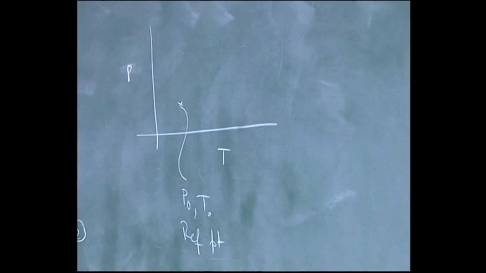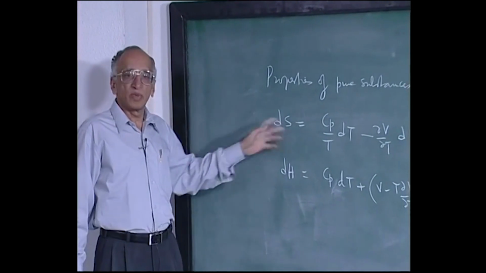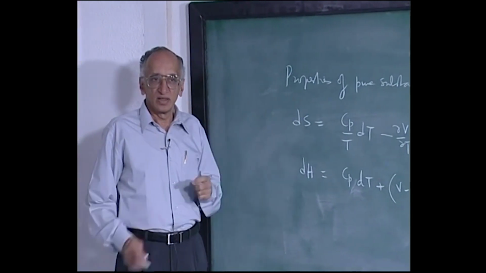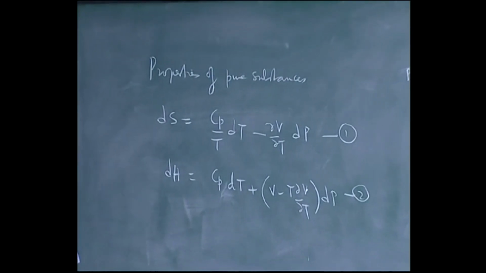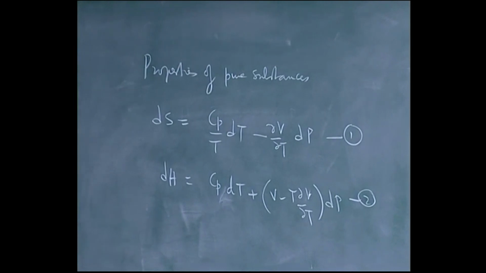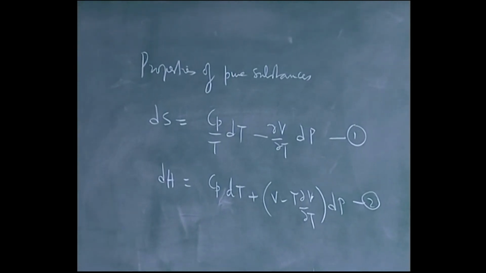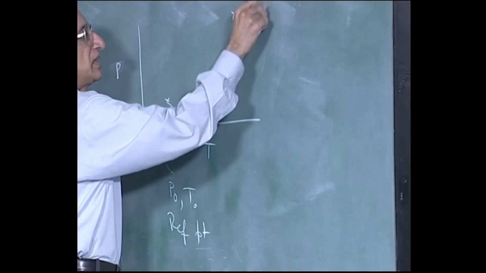I can choose my reference point as I please because I will integrate from P0 T0 to Pt and tabulate it. I can assign any values at P0 T0, but you do not worry about that value because you will always take differences, you never take absolute values in classical thermodynamics. So I start from here, I want to get some point Pt which is of interest.